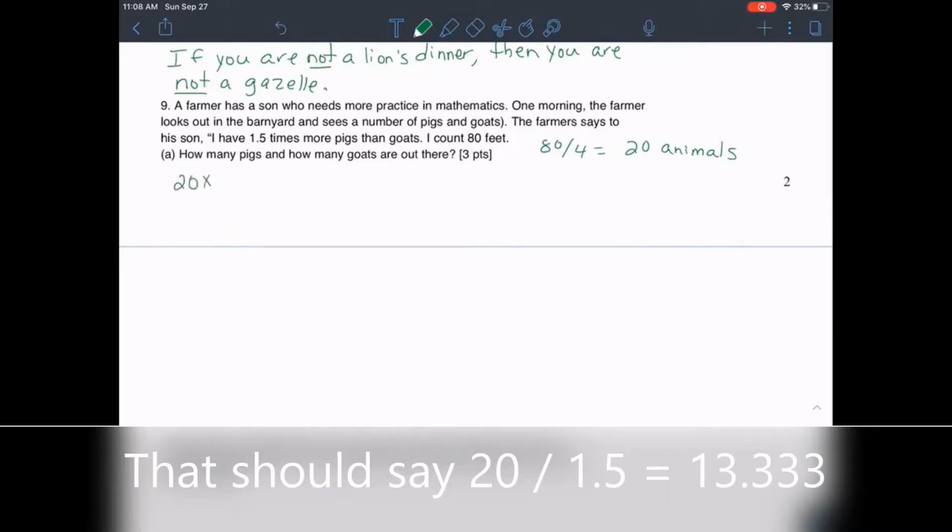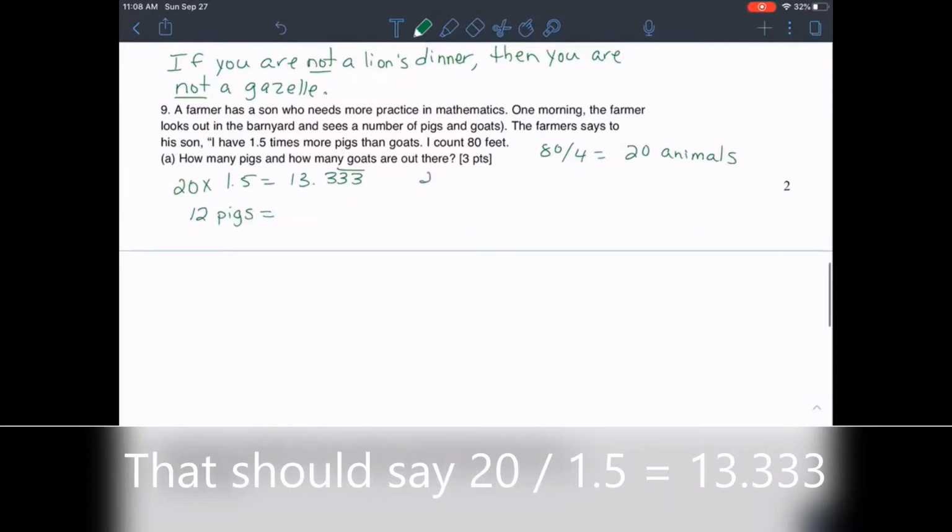So we do 20 times 1.5. It's going to be like 13.33 repeating. So we can't have half of a pig or half of an animal. So that would mean we would have 12 pigs. So if we have 12 pigs, say 20 minus 12 is 18. So that means 18 goats, right? Where did I get? No, that's not right. 20 minus 12 is 8, not 18. So 12 pigs and 8 goats, sorry. And that was the total amount of animals on the farm.